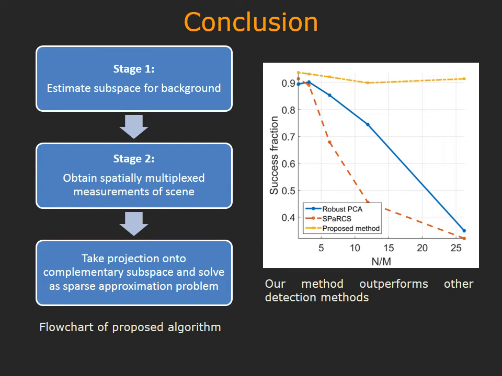In conclusion, we propose a two-stage sensing mechanism to estimate anomalies in hyperspectral images. Simulations and real experiments show the superiority of our algorithm in terms of number of measurements needed and estimation accuracy.